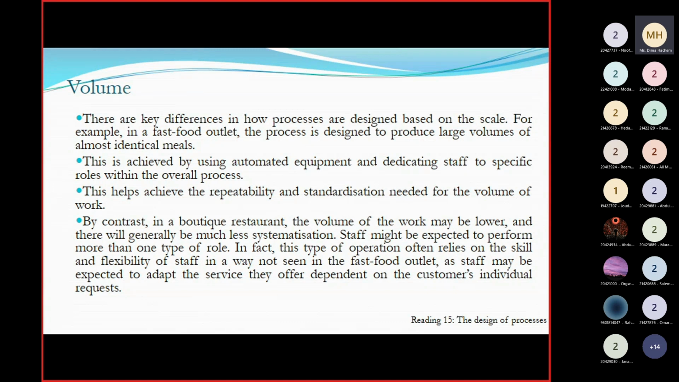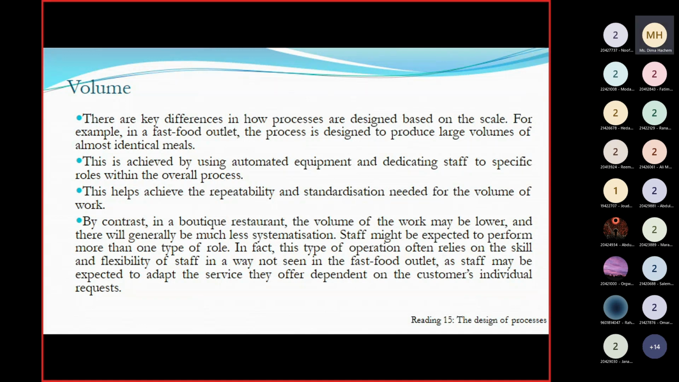Okay? But if we have a smaller volume, the same employee will be doing many things at the same time because we can't afford to get a lot of employees. So in a fast food outlet, it helps achieve the repeatability and standardization needed for the volume of work. By contrast, in a boutique restaurant, the volume of the work may be lower. So a smaller restaurant, we have lower quantities and there will be less systemization. This systemization will be less.